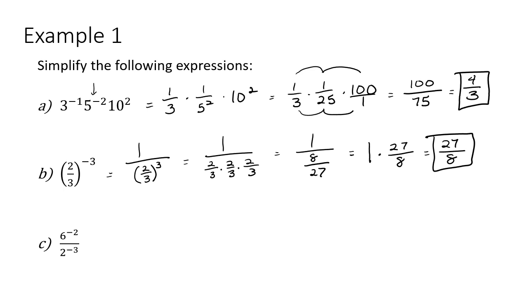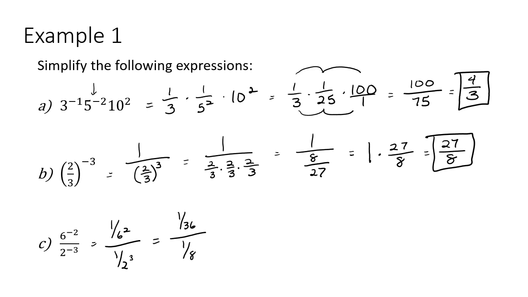Then last but not least, we've got part C. We've got 6 to the negative second power divided by 2 to the negative third power. So I'm going to apply the definition to both the top and the bottom of this fraction. So in the top, we've got 6 to the negative second power, which would be 1 over 6 squared. 2 to the negative third would be 1 over 2 to the third power, getting a little ahead of myself there. And so that would be 1 over 36 divided by 1 over 8.